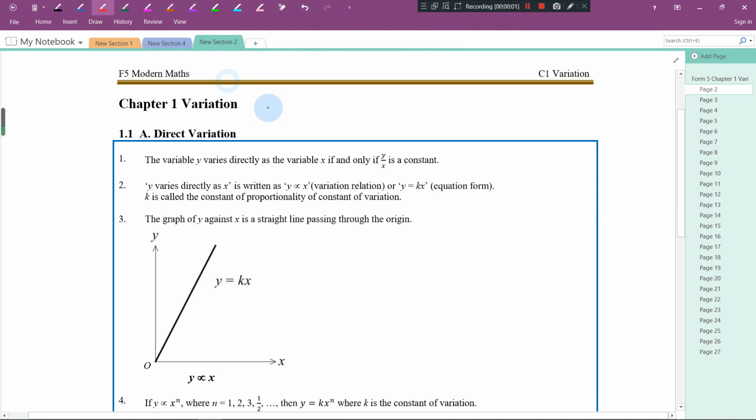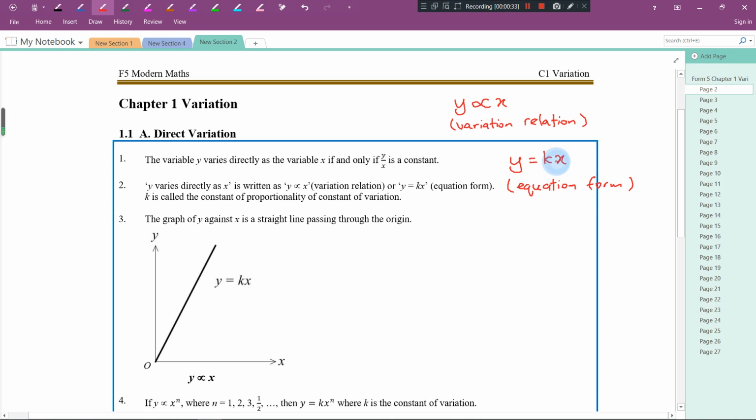Hi everybody, in this video let's look at direct variations. If the question tells you y varies directly as x, we can write it this way. This is the variation relation. If you want to write it in equation form, then it will be y equal to kx. We add a k in front of x. So this is the equation form.